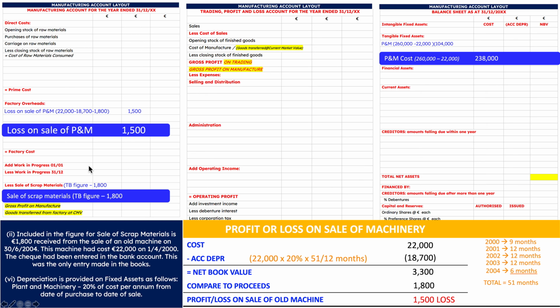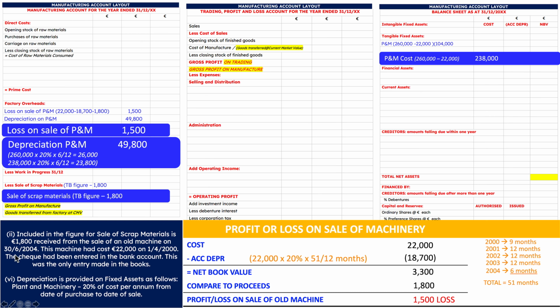So we had the old van for half of the year. Okay, so for half of the year we had a cost of 260, and then when we sold the 22,000 we had a cost of 238. So 260 by 20% by 6 over 12 is €26,000, and then 238,000 by 20% by 6 over 12 is €23,800.